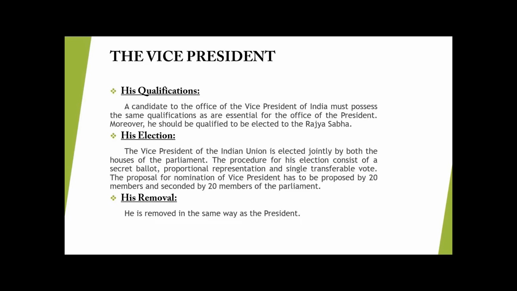His election. The Vice President of the Indian Union is elected jointly by both the houses of the parliament, that is the Lok Sabha and the Rajya Sabha, and the procedure for his election consists of a secret ballot, proportional representation and single transferable vote. The proposal for nomination of Vice President has to be proposed by 20 members and seconded by 20 members of parliament. He is removed in the same way as the President.